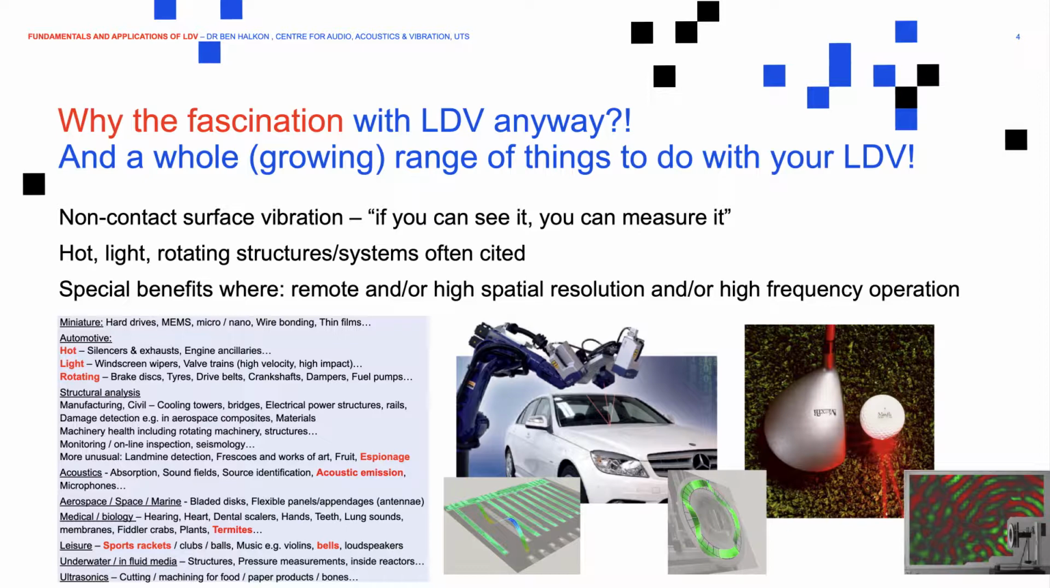It's much more preferable to be able to make measurements of the vibration of these systems without having to attach anything. More recently, we start to talk about contexts where we can make remote and/or high spatial resolution measurements and/or high frequency measurements. In terms of high spatial resolution, we're talking about a sub-micrometer laser spot size that we can put on any surface, and move progressively across the structure to build up a high spatial resolution vibration survey of that structure of interest.